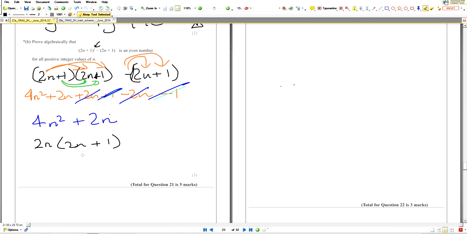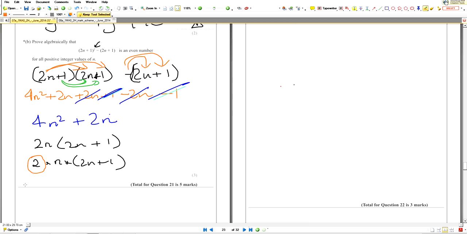Once you introduce a multiplier of 2, in essence we could separate it as 2 times n times (2n plus 1). Whatever these numbers are, you have a product with a 2 in it. As long as you multiply the number by 2, whether it's odd or even, it will convert it back into even. So let's write that down as a comment.